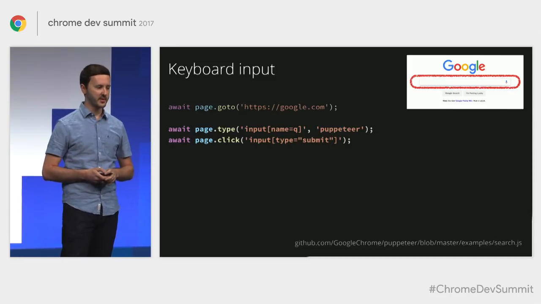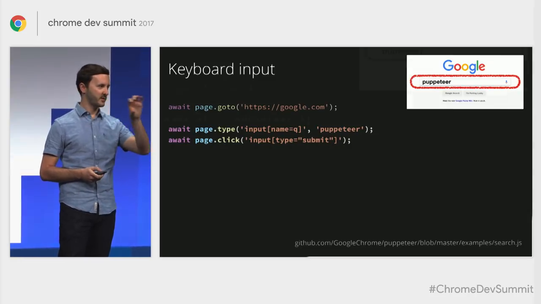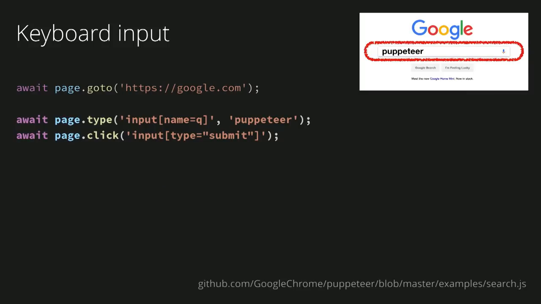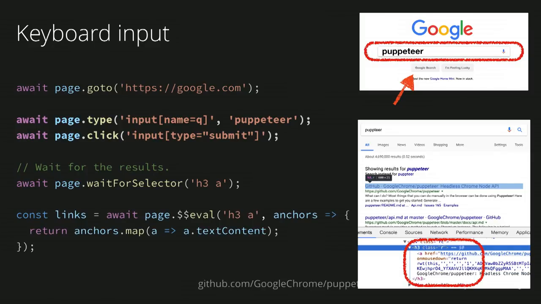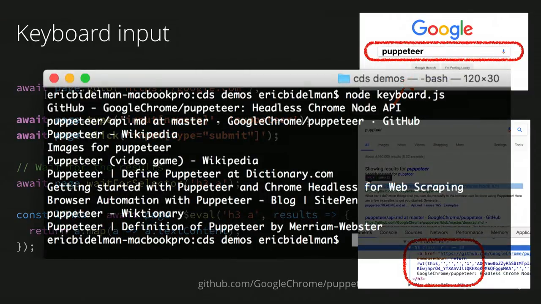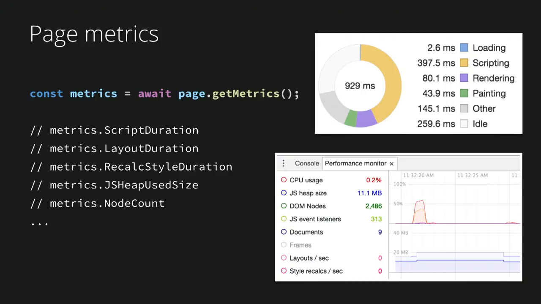Keyboard input. I can navigate to google.com. I can pull off the DOM element, the search input, type in the word puppeteer using page.type, click Google search, and wait for the search results to come. Each of those search results is an H3 with an anchor tag. I'll just wait for that selector to be visible, and then run over those links and print those to the console. So I'm just scraping content here from google.com using Puppeteer's APIs.